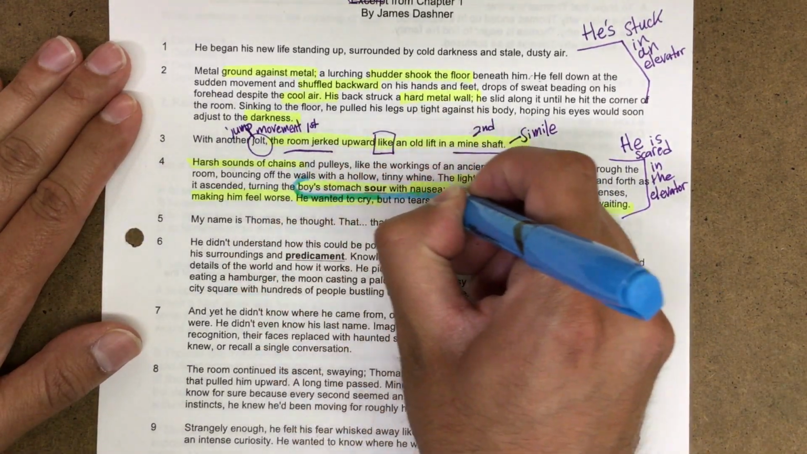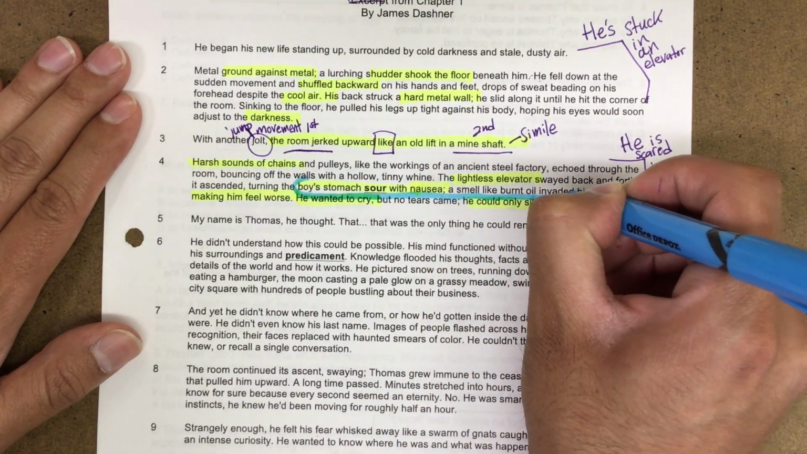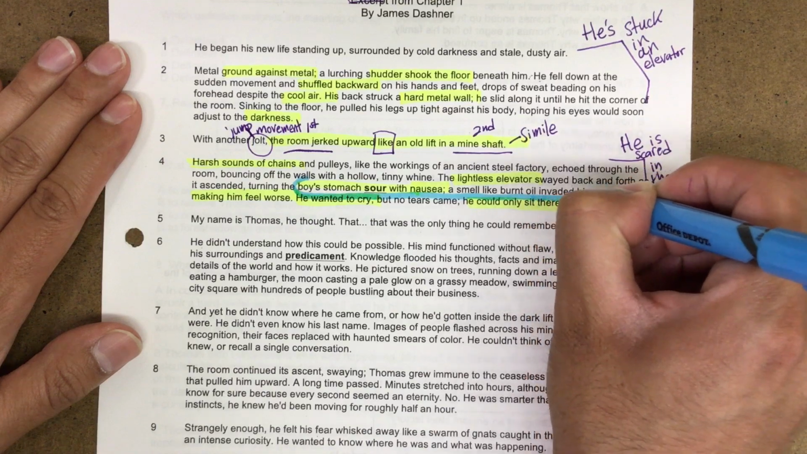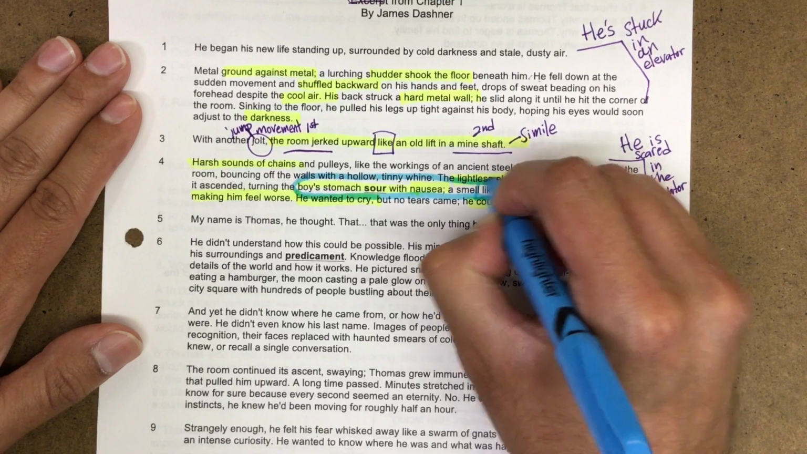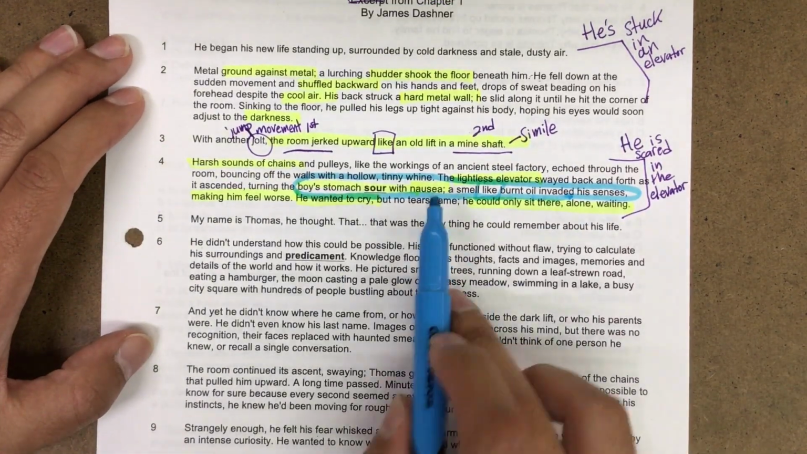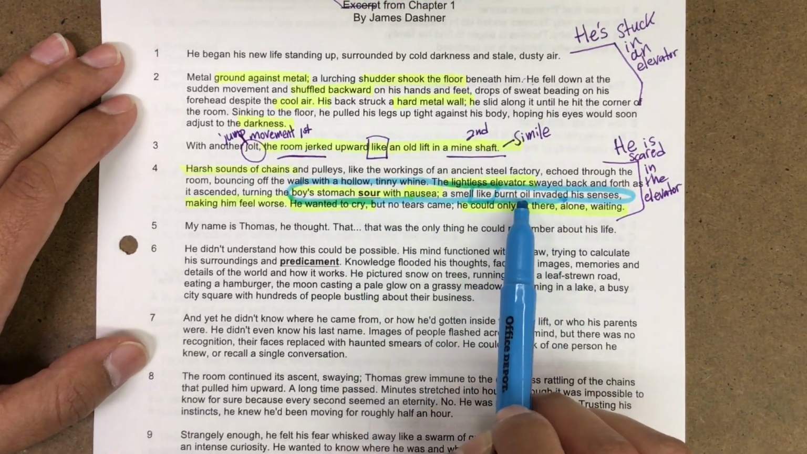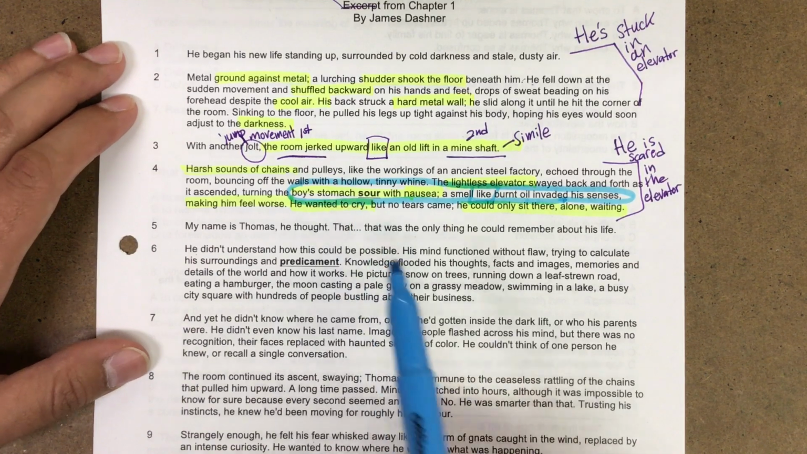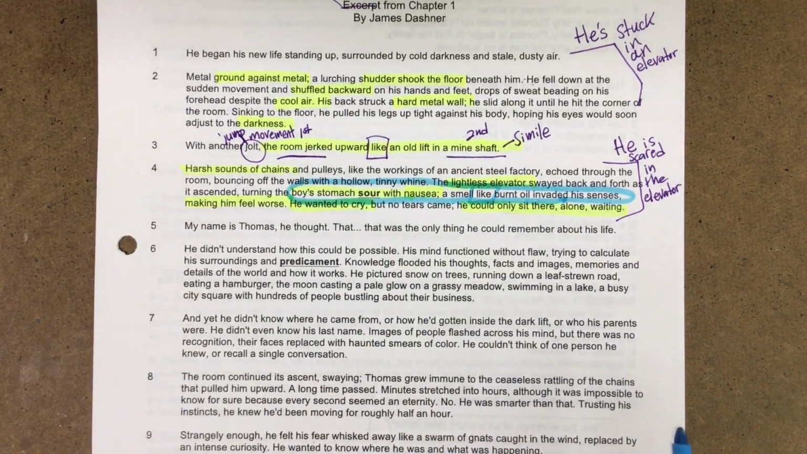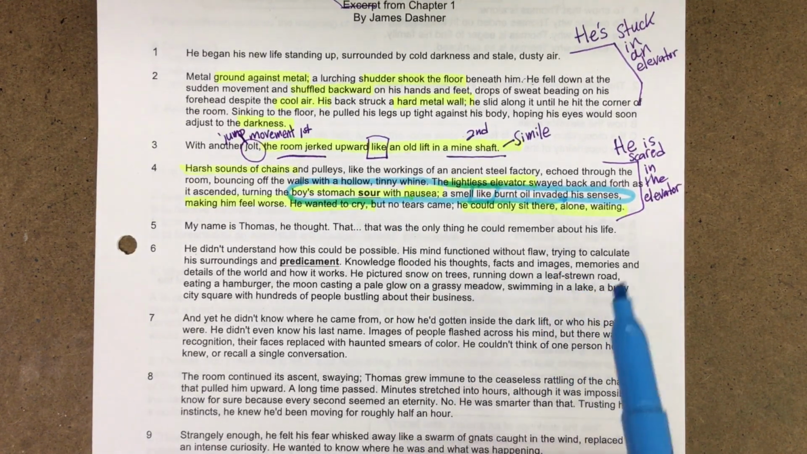The boy's stomach sour with nausea. A smell like burnt oil invaded his senses. We have our clue word like. And what 2 things are being compared? They're comparing burnt oil to the boy's stomach, like his nausea. They're comparing his nausea to burnt oil.